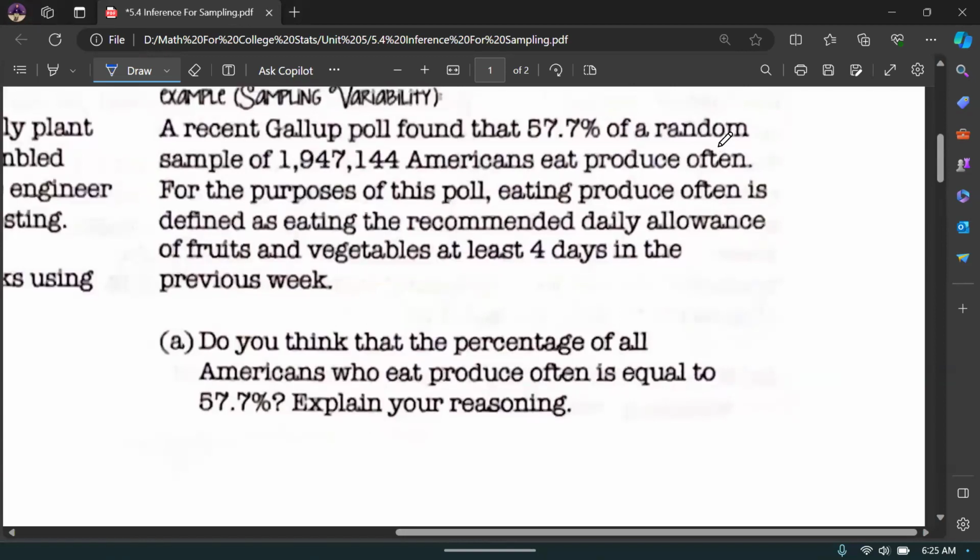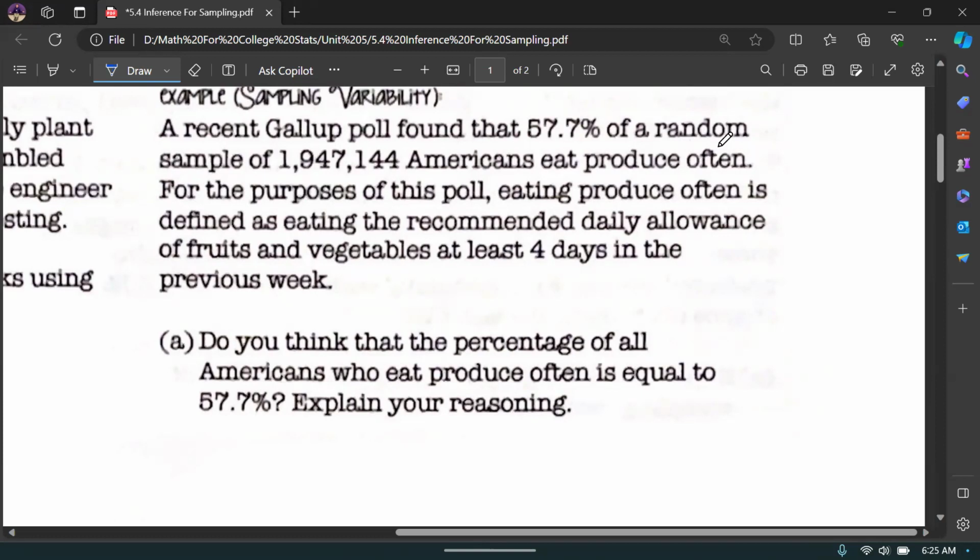A recent Gallup poll found that 57.7% of a random sample of 1,947,144 Americans eat produce often. For the purposes of this poll, eating produce often is defined as eating the recommended daily allowance of fruits and vegetables at least 4 days in the previous week. Do you think that the percentage of all Americans who eat produce often is equal to 57.7%? Explain your reasoning. The answer here is of course not.